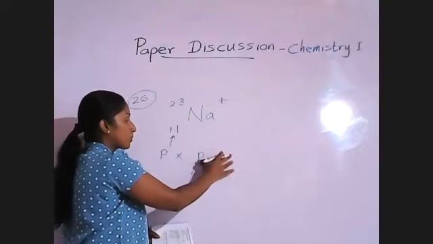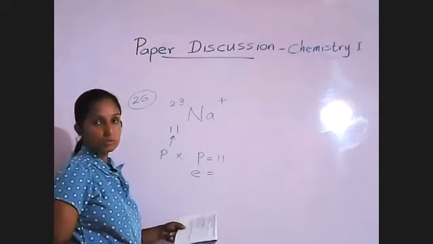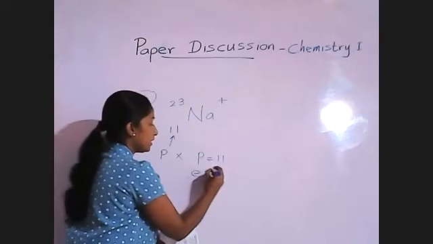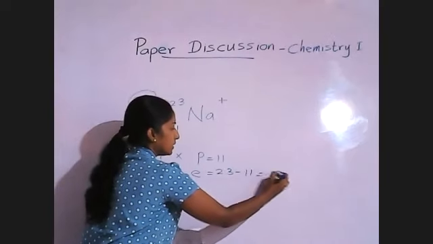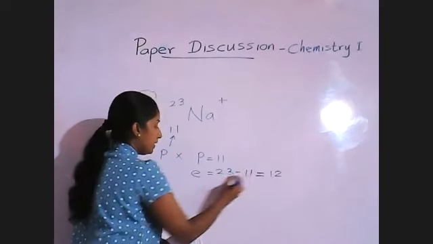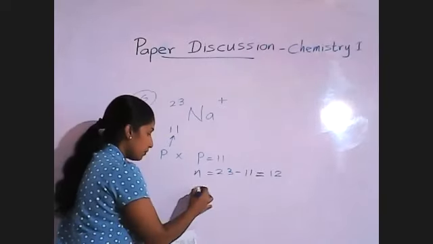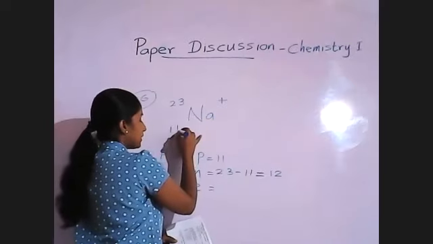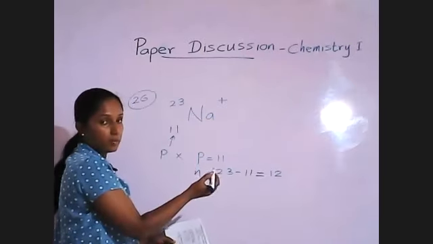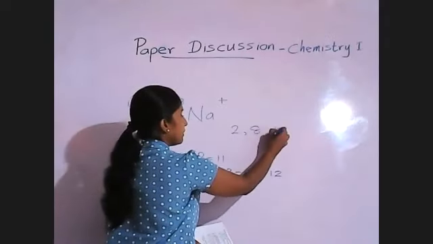Then the number of protons remains constant and the number of neutrons also does not change. Then 23 minus 11. What is the answer? 12. There are 12 neutrons. Then how many electrons are there? The atomic number is 11, so 11 protons, 11 electrons, 2, 8, 1.